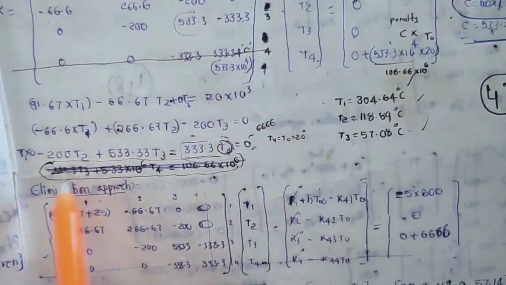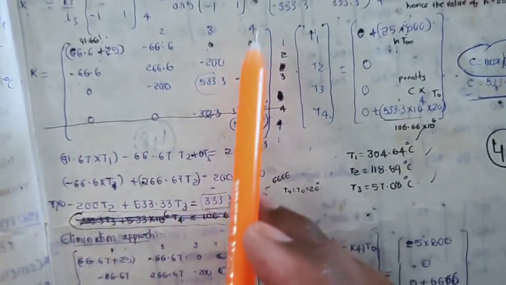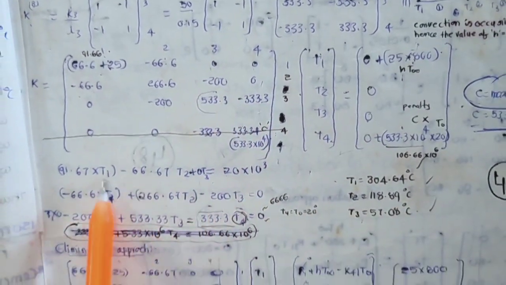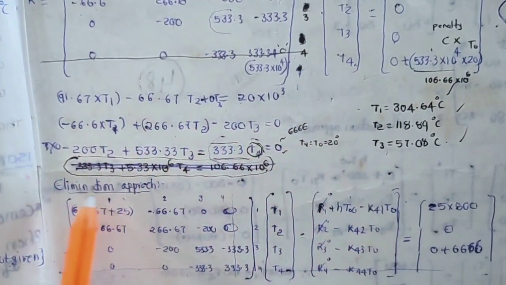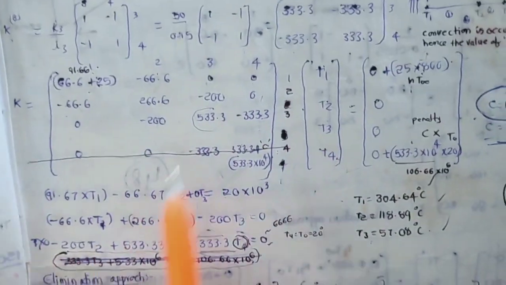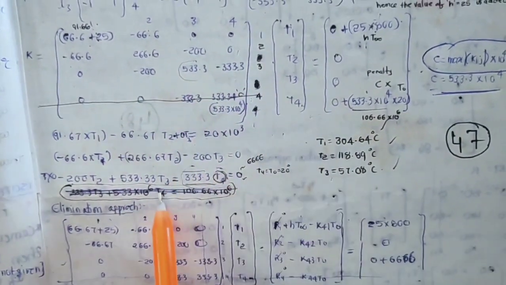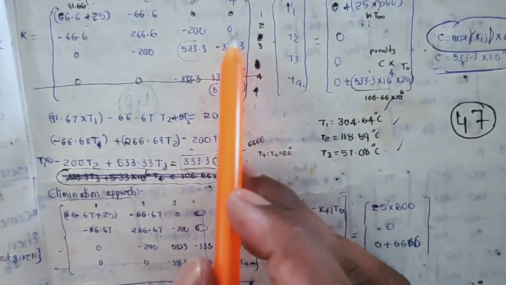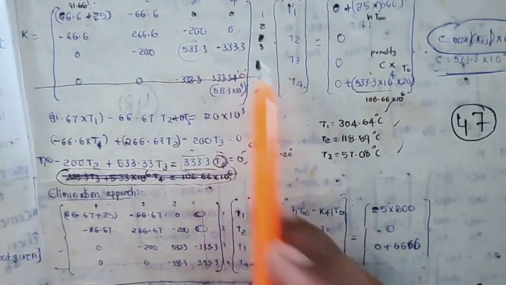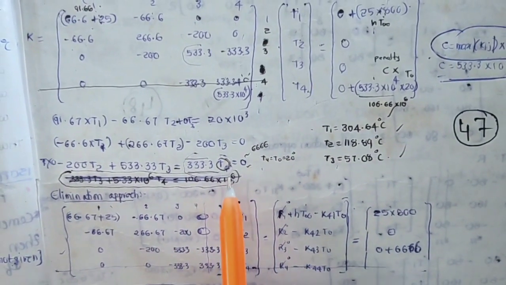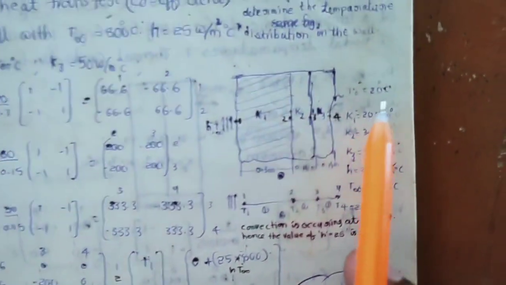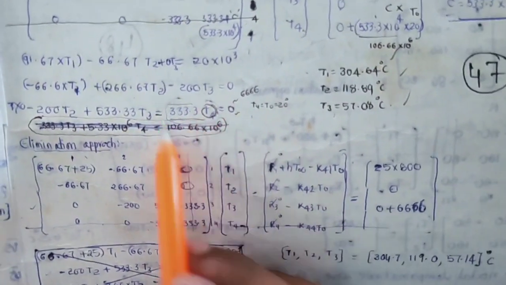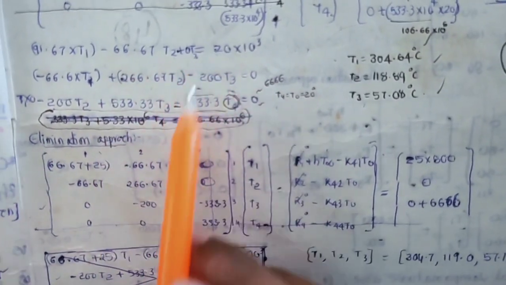But we observe in the third one, nodes 1, 2, 3, 4. Here earlier the T4 value was 0, but here the fourth has some value. To get the equation in 3 by 3, T1 into 0, 200 T2, this value into T3, here we have T4, but I want it in 3 by 3, so this value goes to that side, 333 into T4. You know the T4 value is 20 degree centigrade, so this value into T4 gives some value. Now you have the equations in a 3 by 3 matrix.